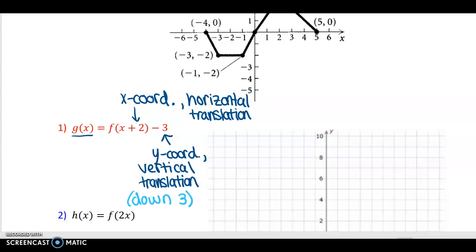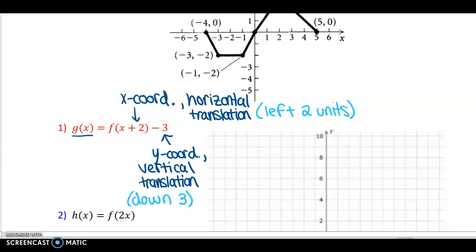Okay, the x transformations always do the opposite of how they appear because our function has y isolated, not x. So it looks like this is going to go to the right 2 units. It's actually going to go to the left 2 units. That's only for x transformations, which kind of operate the opposite of how they appear. Okay, so with that said, in order to get graph g of x, that's what you're going to do to graph f of x. You're going to move it left 2 units and down 3 units.